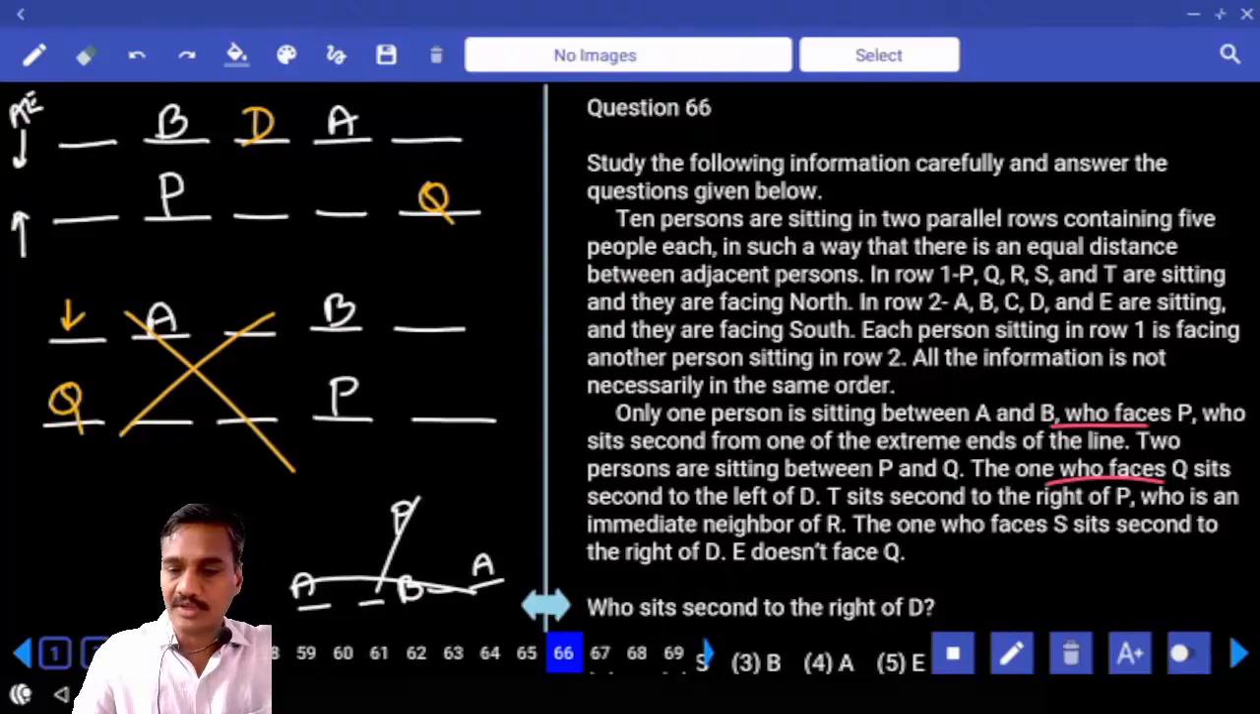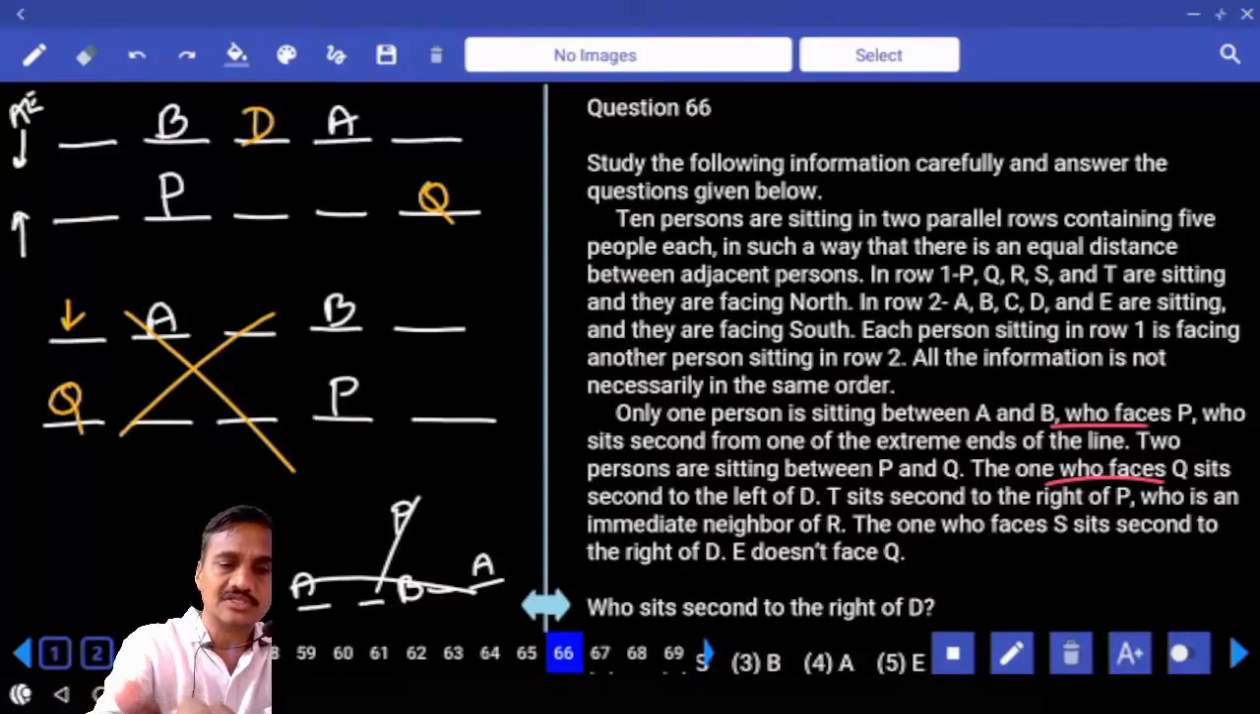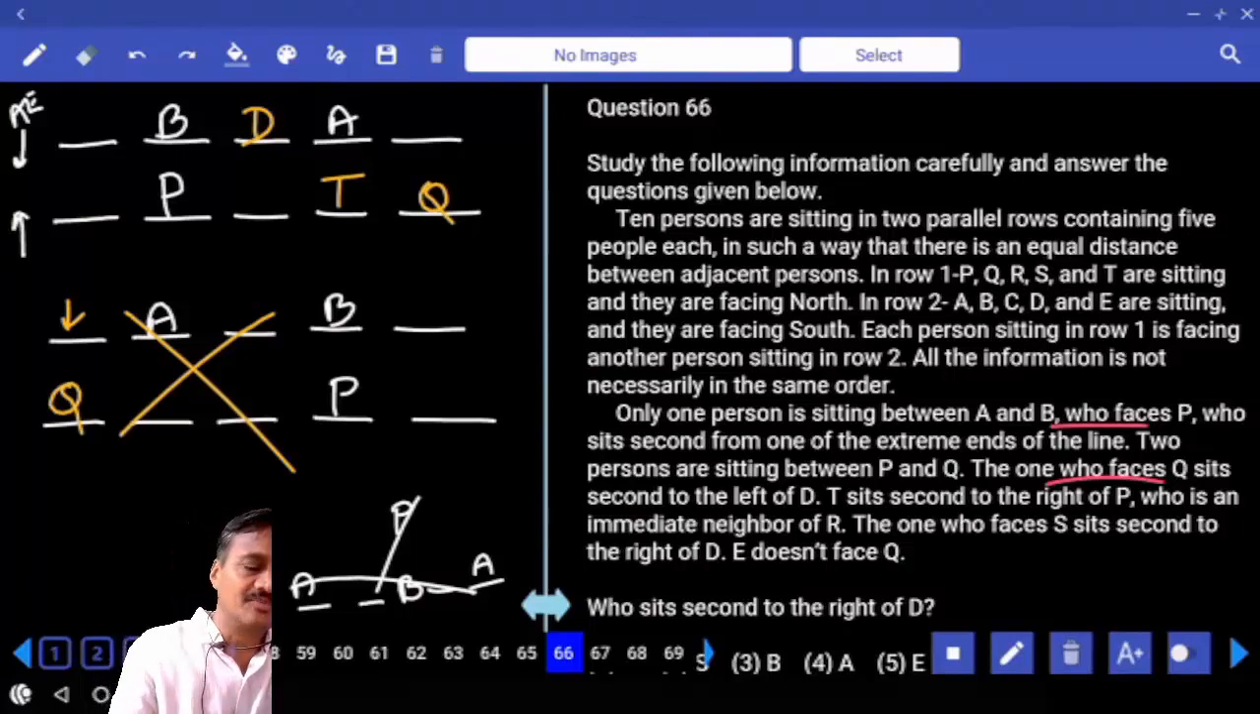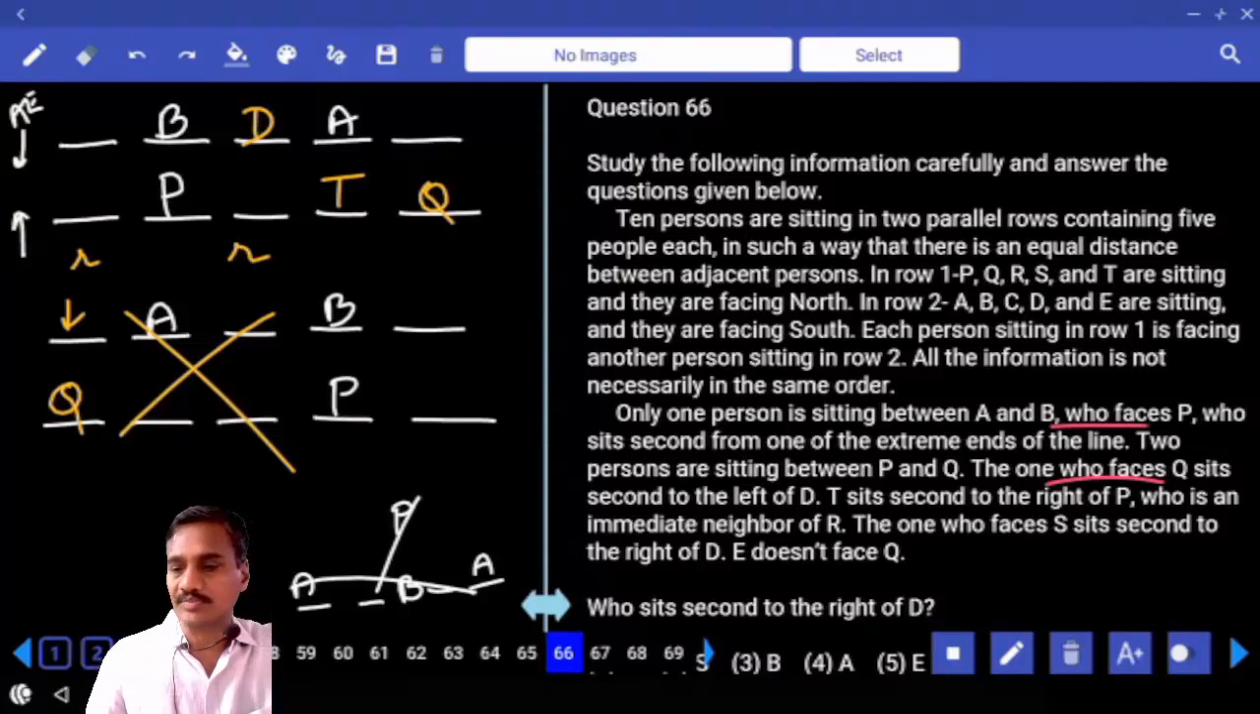Next, T sits second to the right of P. T is at this place. P is an immediate neighbor of R, so R can be either here or here. Two possibilities. T sits second to the right of P, and P is an immediate neighbor of R.